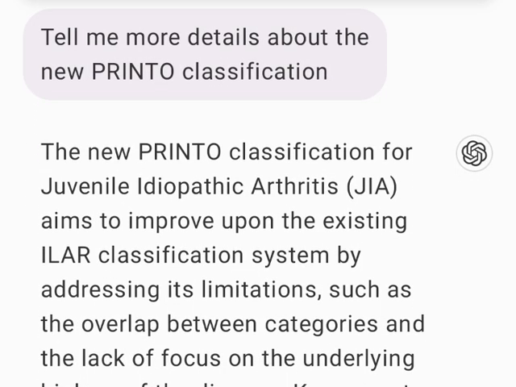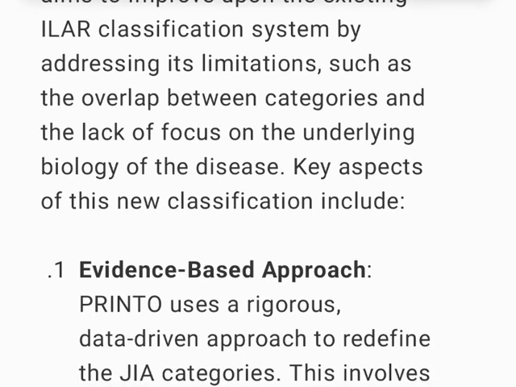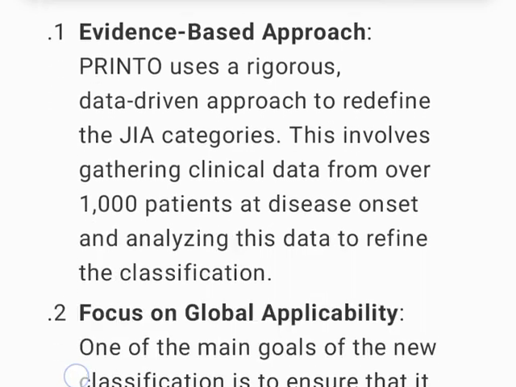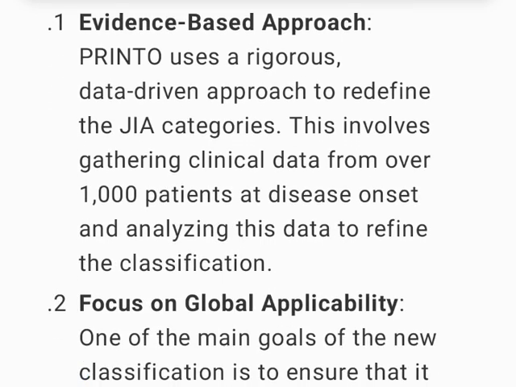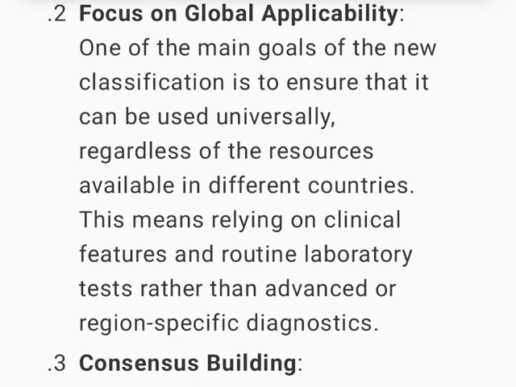The new PRINTO classification for juvenile idiopathic arthritis, JIA, aims to improve upon the existing ILAR classification system by addressing its limitations, such as the overlap between categories and the lack of focus on the underlying biology of the disease. Key aspects of this new classification include: 1. Evidence-based approach. PRINTO uses a rigorous, data-driven approach to redefine the JIA categories. This involves gathering clinical data from over 1,000 patients at disease onset and analyzing this data to refine the classification.